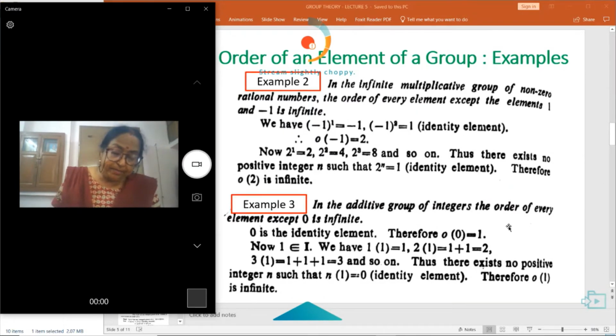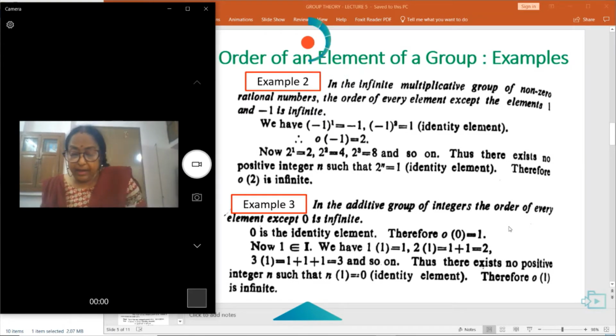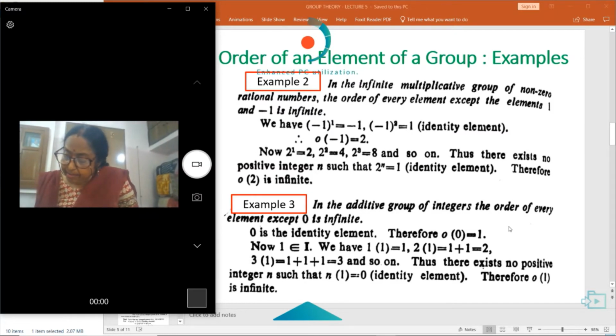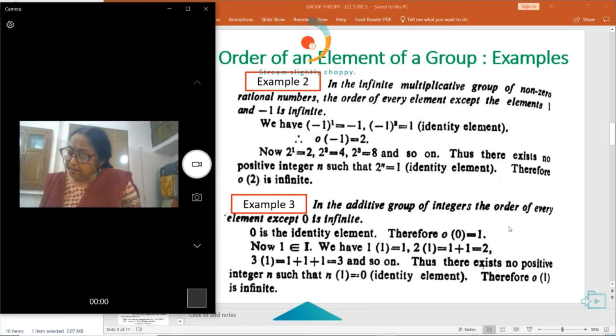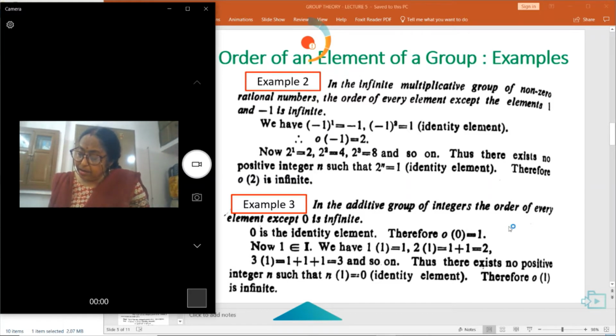Next example, in the infinite multiplicative group of non-zero rational numbers, the order of every element except the elements 1 and minus 1 is infinite. We have minus 1 to the power 1 is minus 1, and minus 1 whole squared is equal to 1, the identity element. So order of minus 1 is 2.